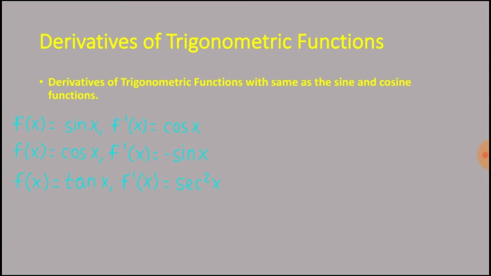Derivatives of trigonometric functions. Have you discovered the derivatives of trigonometric functions such as the sine and cosine functions? Let me tell you how to calculate them by using the derivative. For example, f of x is sine x. Let's differentiate it. The derivative f prime of x must be cos x. And if f of x is cos x, its derivative will become minus sine x. And for f of x equals tan x, the derivative f prime of x must be sec squared x.